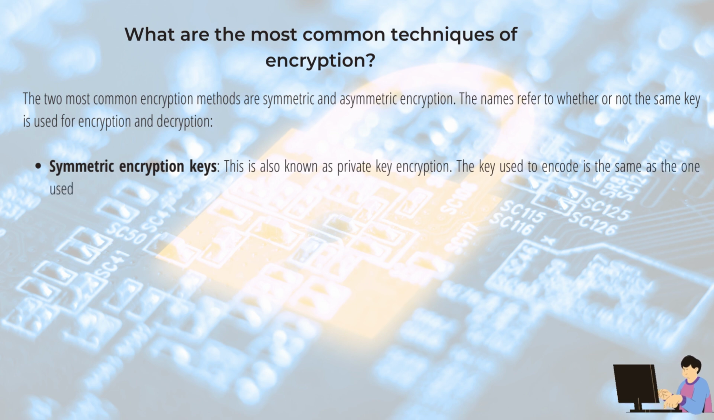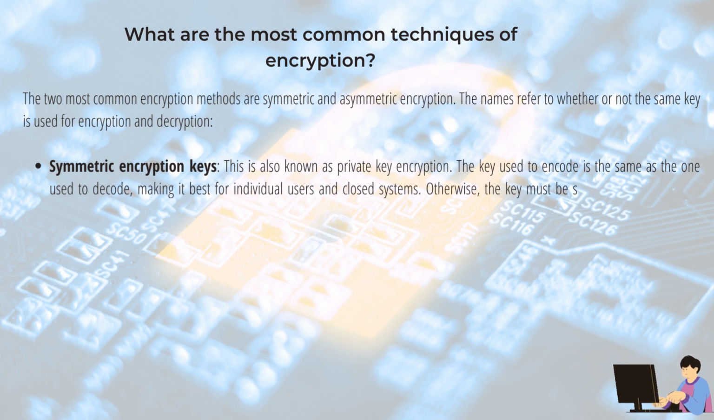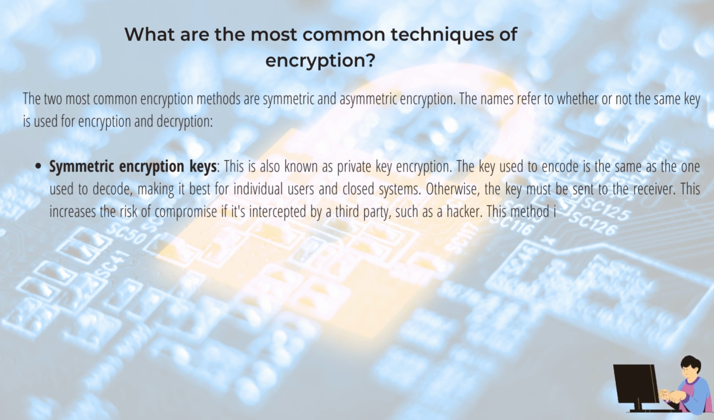The key used to encode is the same as the one used to decode, making it best for individual users and closed systems. Otherwise, the key must be sent to the receiver. This increases the risk of compromise if it's intercepted by a third party, such as a hacker. This method is faster than the asymmetric method.